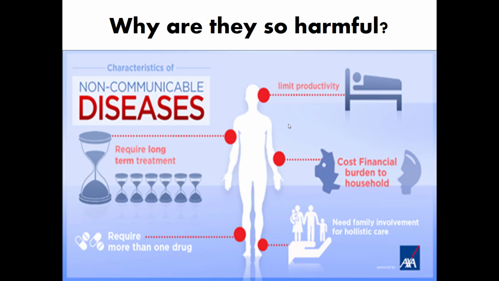So why are they so harmful? Well, they are extremely prevalent, where I mentioned before, 50% of the population over age 18 has at least one. 25% of the adult population has at least two or more chronic diseases. Chronic diseases tend to be pretty costly to treat, and why is that? They require a good bit of long-term treatment.